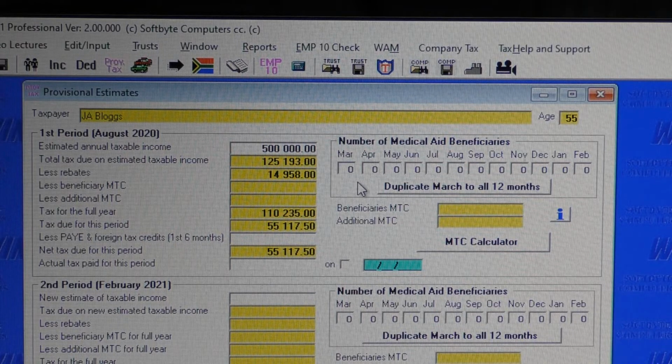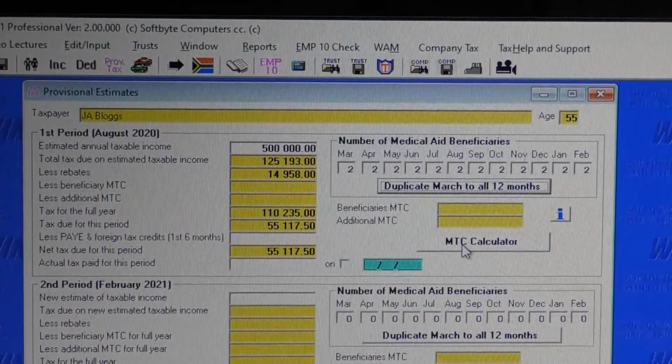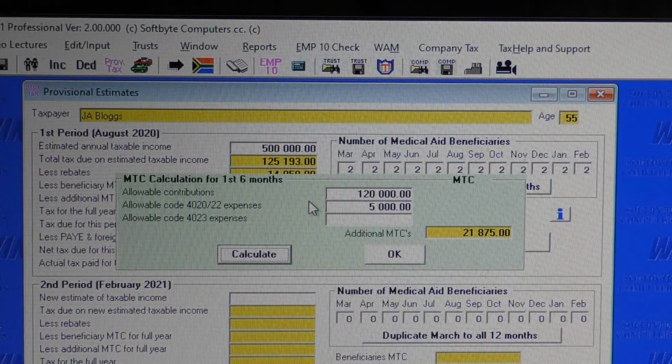This Prov Tax screen includes an MTC or medical tax credit calculator, which does all the very complex medical tax credit calculations for you. Firstly, we enter the number of beneficiaries covered by the medical aid fund. Let's just enter 2 for each month for the full year. Then we open the MTC calculator and enter the full amount of all allowable contributions for the full tax year, and we enter what we estimate we will be paying out of our own pocket for code 4020 medical expenses not reimbursed.